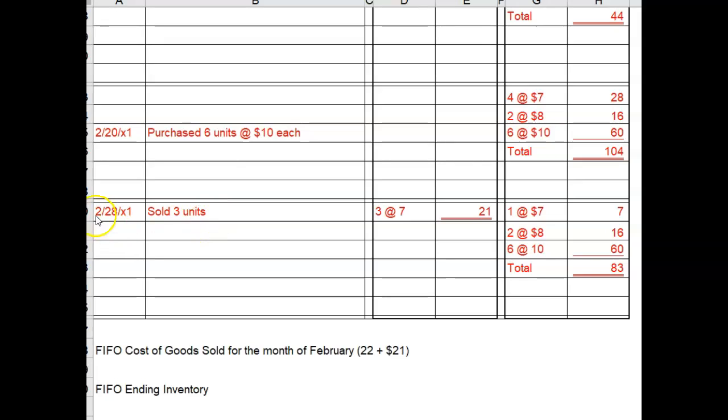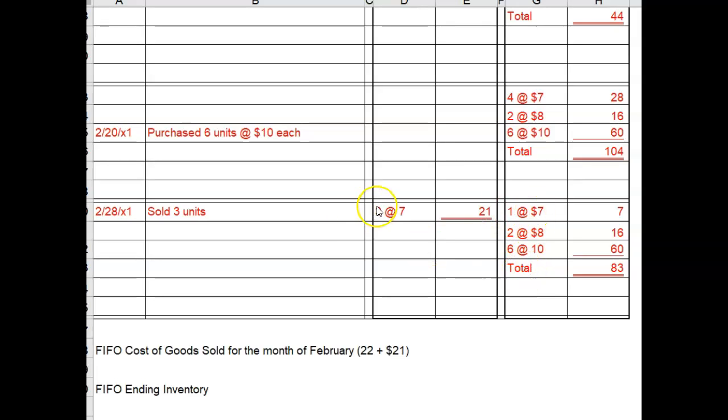3 units were sold on February 28th. Under FIFO, we assume that the cost of the oldest units, first in, first out, the oldest units associate with the sale. So 3 were sold at the oldest cost of $7, and there's enough in this layer to take all of the 3 units out of this layer. So 3 sevens or $21 is the cost of goods sold on the February 28th sale under FIFO.